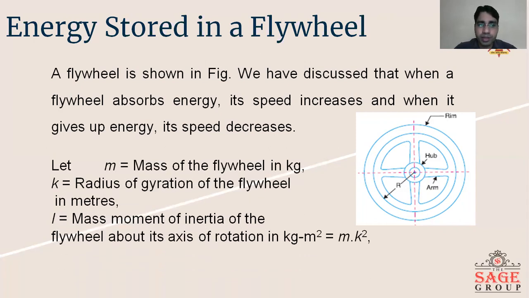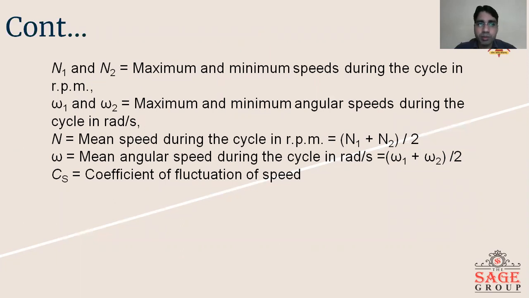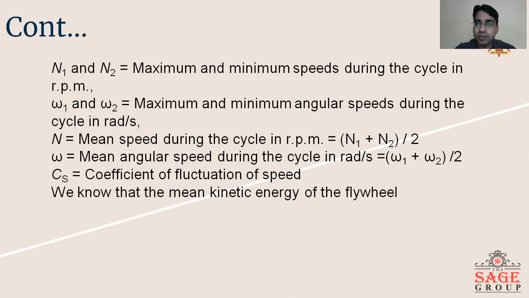Let m equal the mass of the flywheel in kg, k the radius of gyration of the flywheel in meters, and I the mass moment of inertia. N1 and N2 are the maximum and minimum speeds, omega 1 and omega 2 the maximum and minimum angular speeds, N the mean speed during the cycle in rpm, omega the mean angular speed during the cycle in radian per second, and Cs the coefficient of fluctuation of speed. We know that the kinetic energy of the flywheel E equals half I omega square, and I equals m k square, the mass moment of inertia.